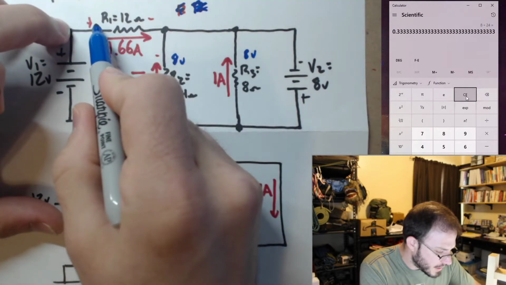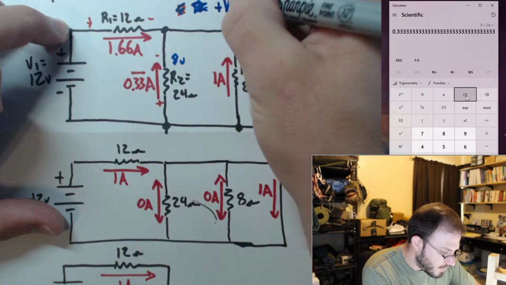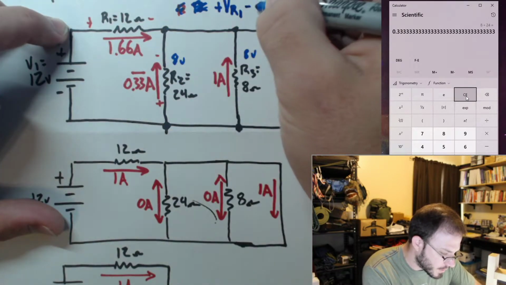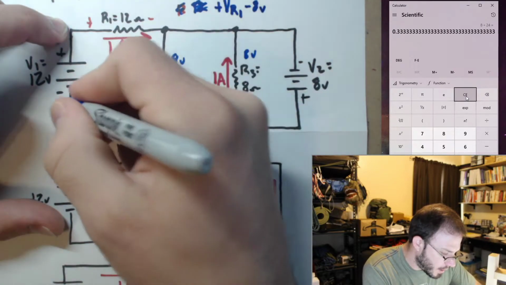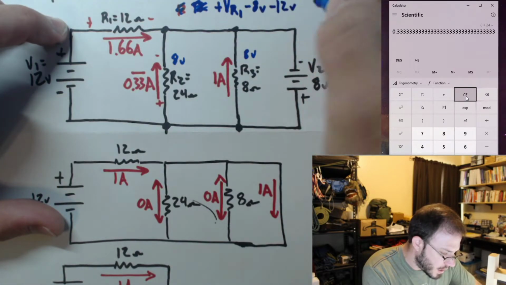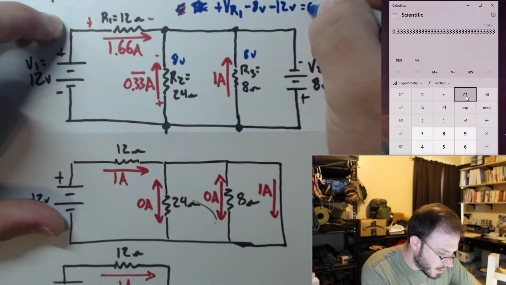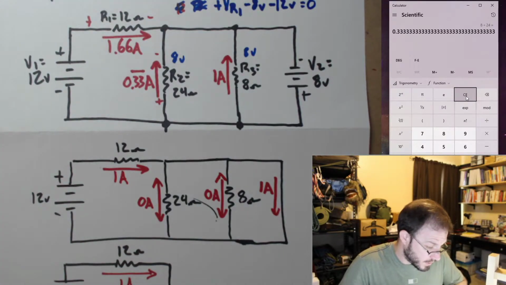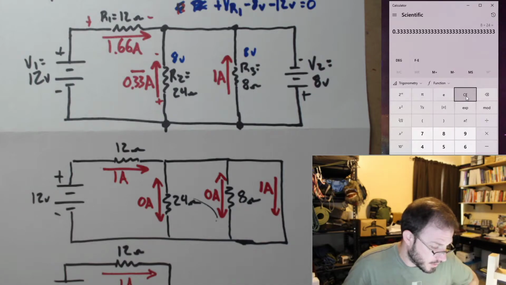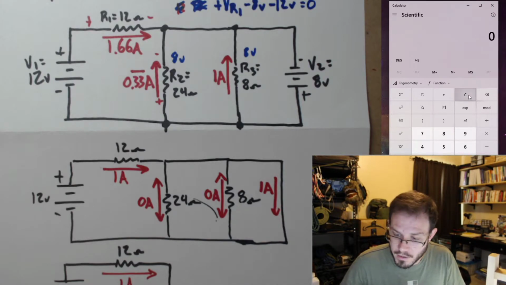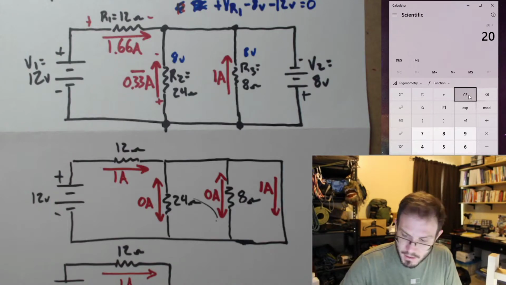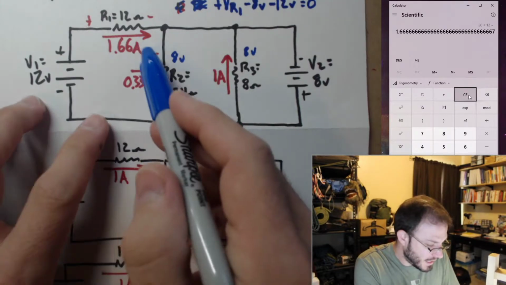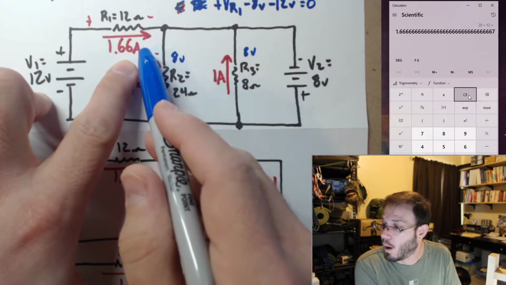Actually, I'll just start here and let's write plus VR1, keep going, minus 8 volts, keep going, minus 12 volts. I'm back at where I started, set it all equal to 0 volts. So I actually have 20 volts across my R1. And if I do 20 volts divided by 12, I get 1.66 repeating amps, exactly what we said.